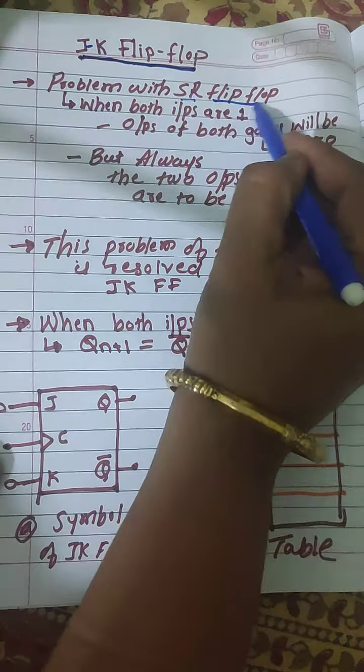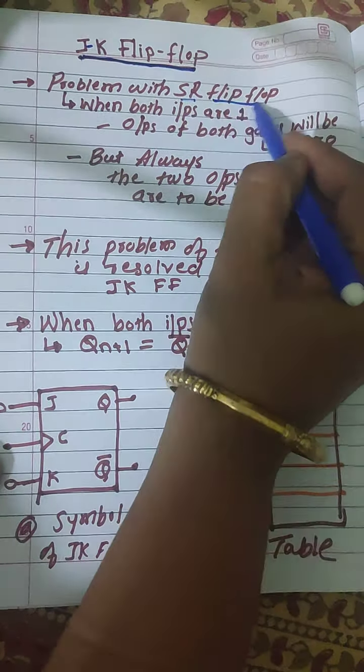The two outputs of the flip-flop are Q and Q bar. They need to be complement to each other. But what was happening is that both Q and Q bar were going to become 0, and this condition is not allowed. So we called this a forbidden state. The forbidden state was the problem seen in our SR flip-flop. But this problem is resolved in the JK flip-flop.